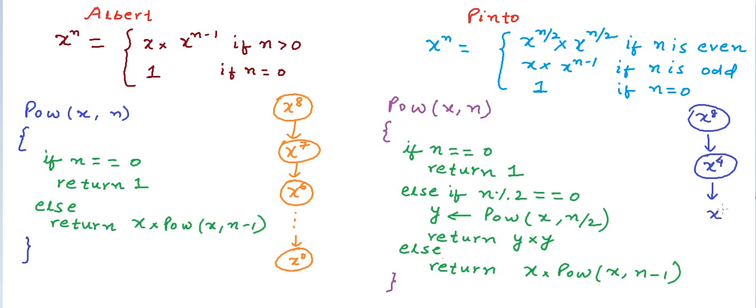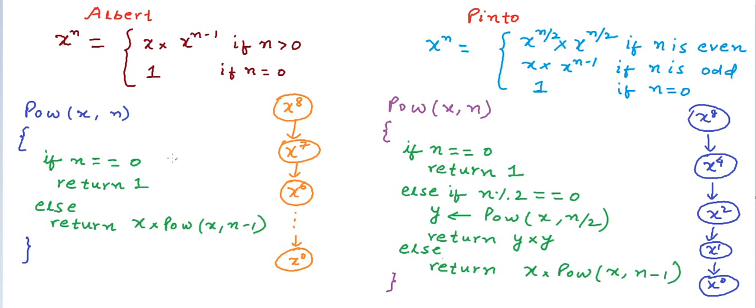And further, x to the power 4 recursively makes a call to calculate x to the power 2, and then we go on like to x to the power 1 and x to the power 0. So while Albert's program goes kind of 9 steps here in this structure called the recursion tree, Pinto's program only goes 5 steps in this recursion tree.